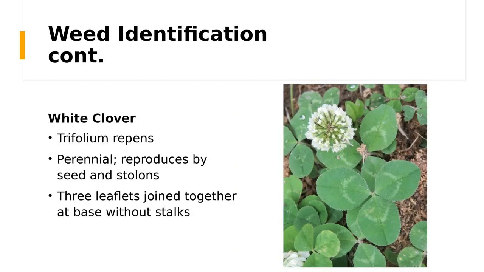This is white clover, Trifolium repens. It's a perennial. It reproduces through seeds and stolons. Stolons are underground. It has 3 leaflets that are joined together at the base without stalks. So if we look at those leaves, they're all joined at the stem. Another thing that's really kind of indicative of white clover is going to be that white kind of halo that you see there.